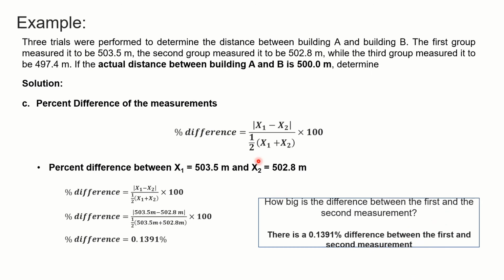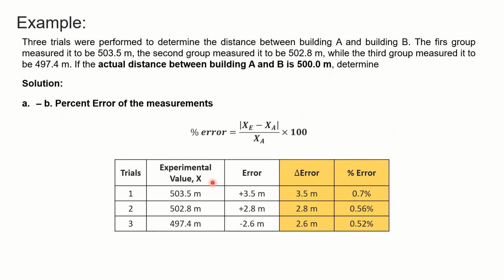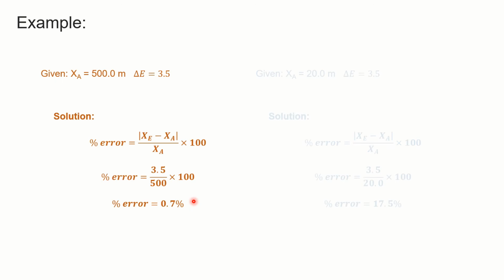So, you can also apply this. For example, compare the value of experimental value 1 to experimental value 3. So, x3, kasi kanina meron tayong 3 trials. So, pwede mong i-compare ito. So, si x1 to x3 or x2 to x3. Ayan. So, you can compare between two experimental values in your data set.